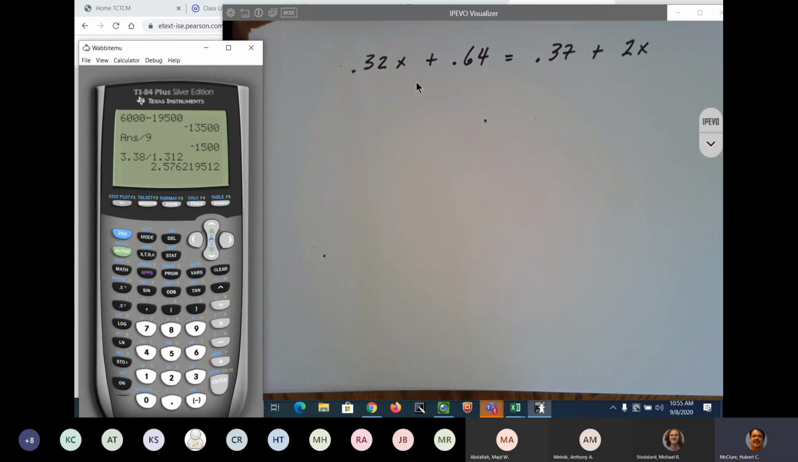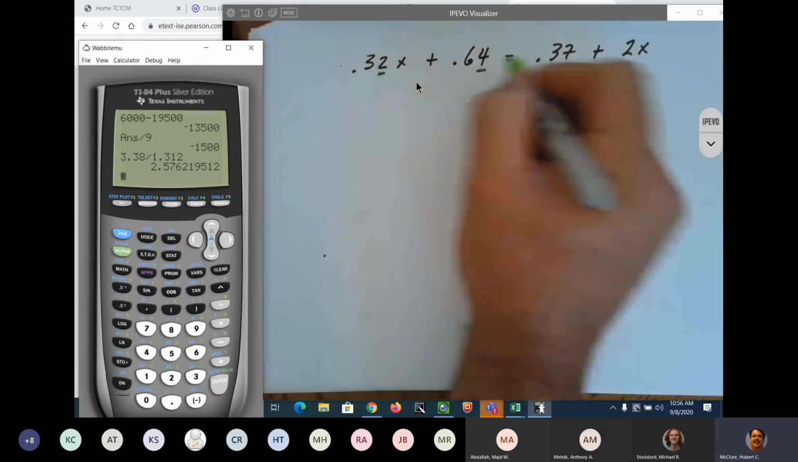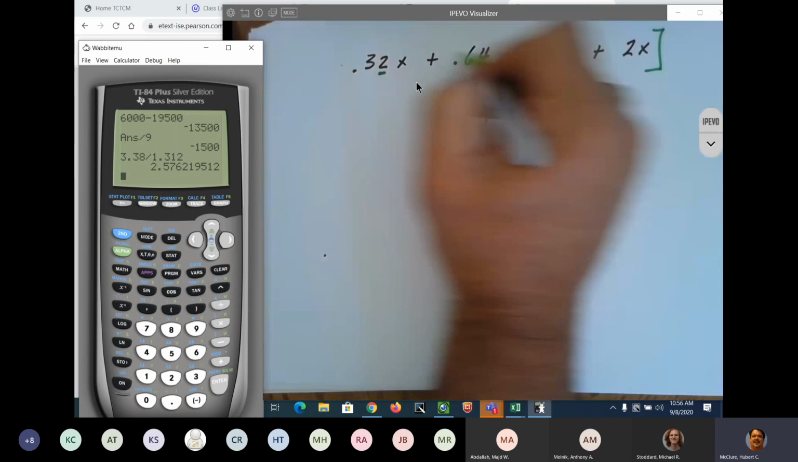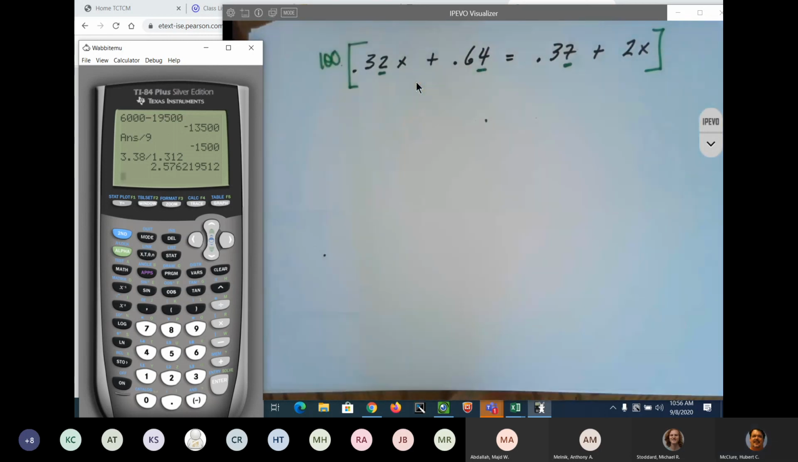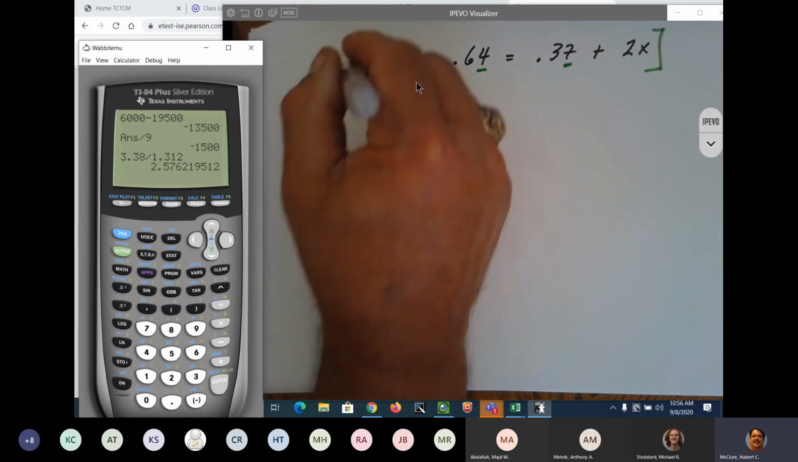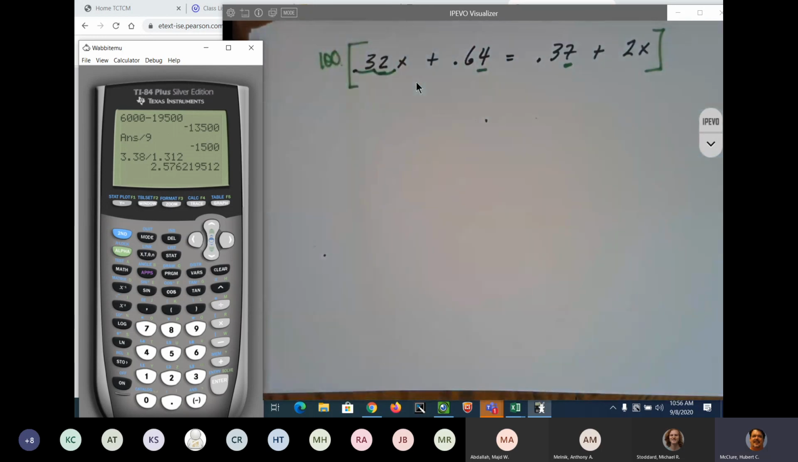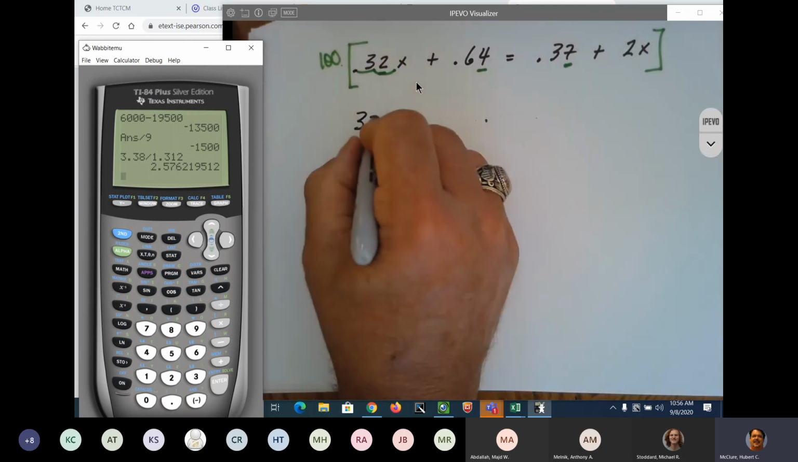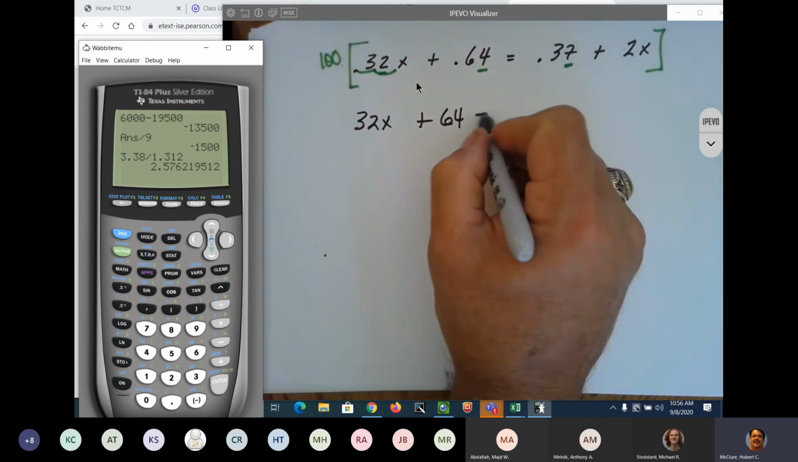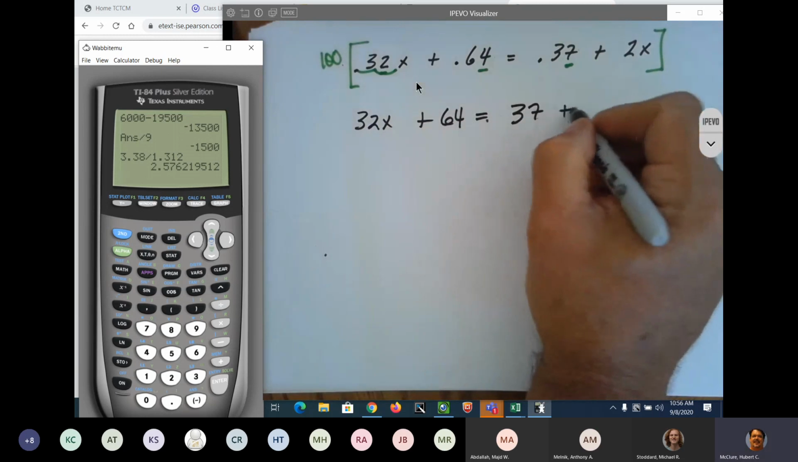Now in this case, I've got a bunch of decimals and I'm solving for x. First thing I would do is multiply everything by 100. Why? Because the furthest place value is the 100th. If it was the 10th place, then you would multiply everything by 10. The 1000th place, you'd multiply everything by 1000. So that's going to move the decimal each time. So that's going to be 32x plus 64 equals 37 plus 200x.